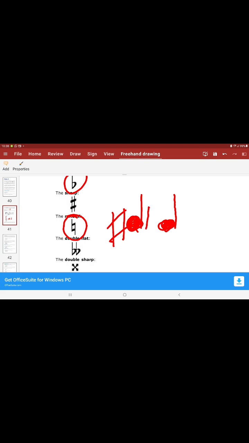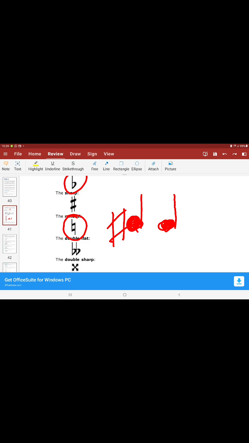What we do there is put a natural sign there. So a natural cancels the effects of a flat or sharp on a note. It restores a note to its original, unaltered pitch.